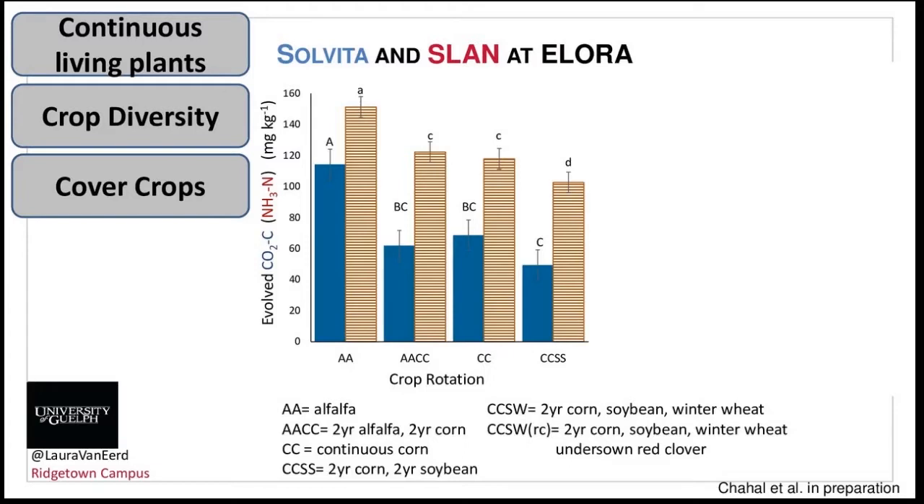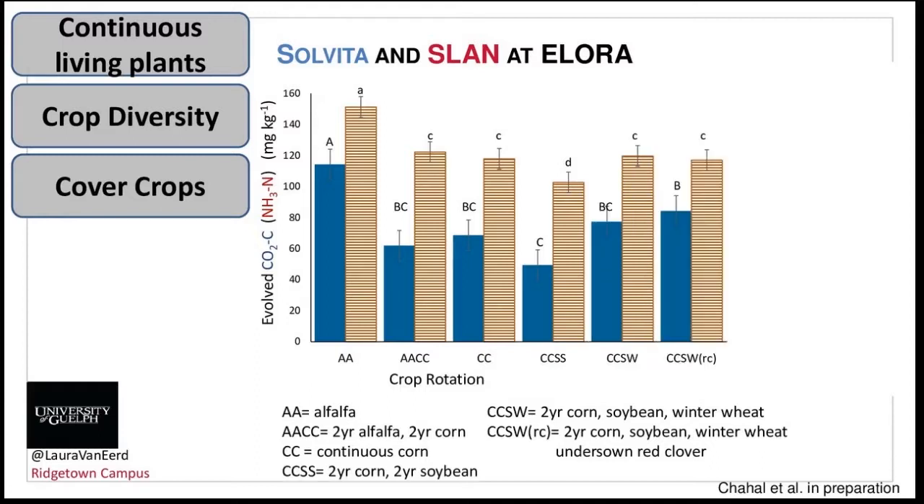Let's see the data. So in alfalfa, we've got higher values based on this soil health test, with SLAN and Solvita, and it decreases as you go across. And this corn, soybean rotation has the lowest values. We attribute that lower soil health to soybeans not leaving a lot of plant residue in your field. When you add rotations with winter wheat, you see the soil health increase, and sometimes we can measure increases with the red clover.